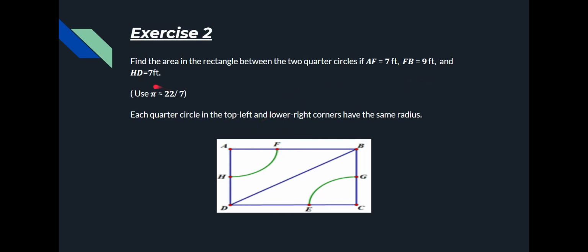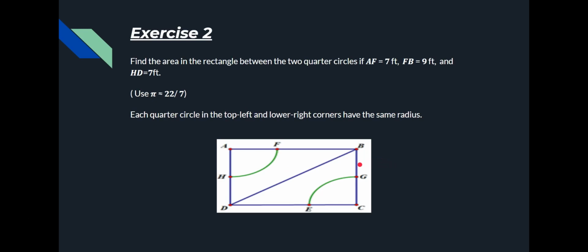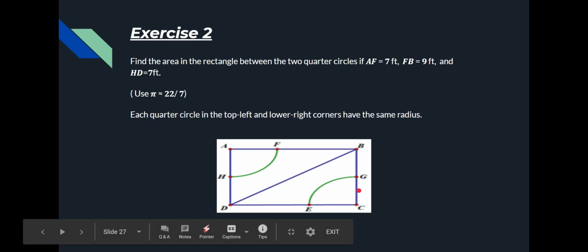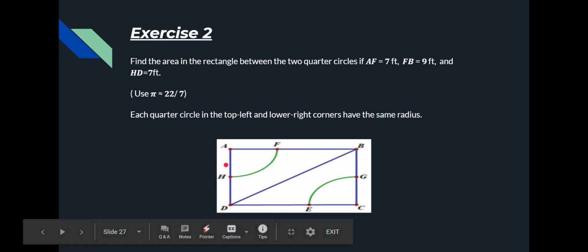Then it also says that HD, which is from here to here, is 7. If here to here is 7, then this would also be 7, okay? And then this would also be 7, and this would also be 7, all right? So we know that this is 16, and if this is 7 and this is 7, then this side is 14. So we have 14 times 16, all right?